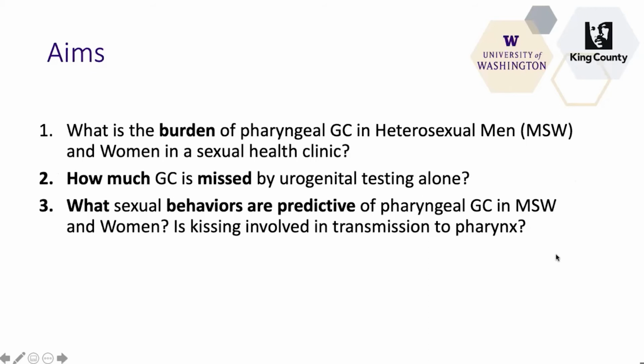The aims of this study are threefold. Number one, what is the burden of pharyngeal GC in heterosexual men, otherwise, men who have sex with women exclusively, and women in a sexual health clinic? Number 2, how much GC would be missed by urogenital testing alone? And number 3, what sexual behaviors are predictive of pharyngeal GC in men who have sex with women? And is kissing involved in the transmission to the pharynx?